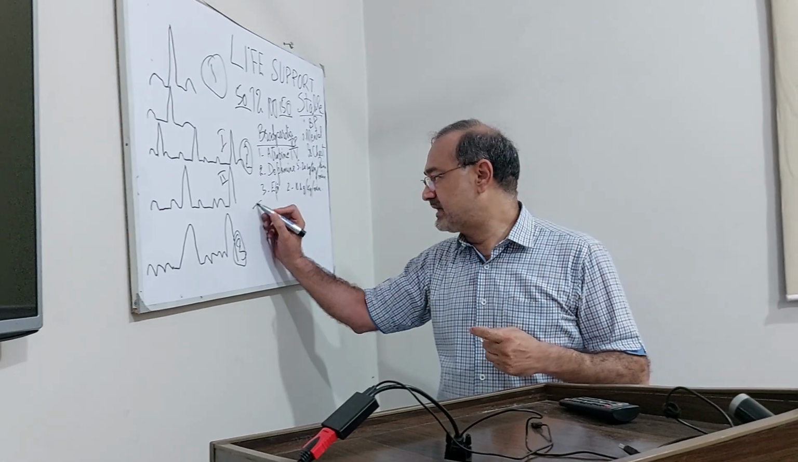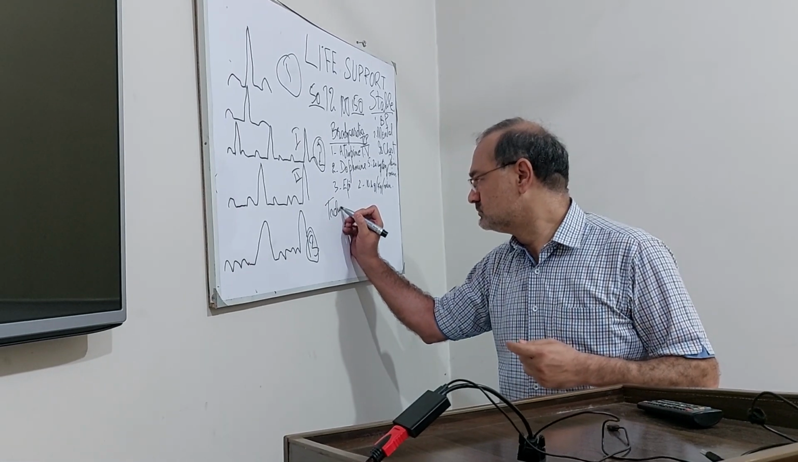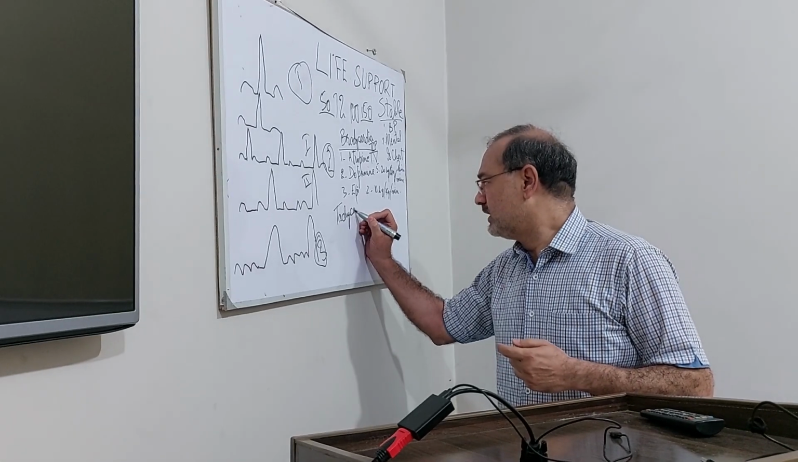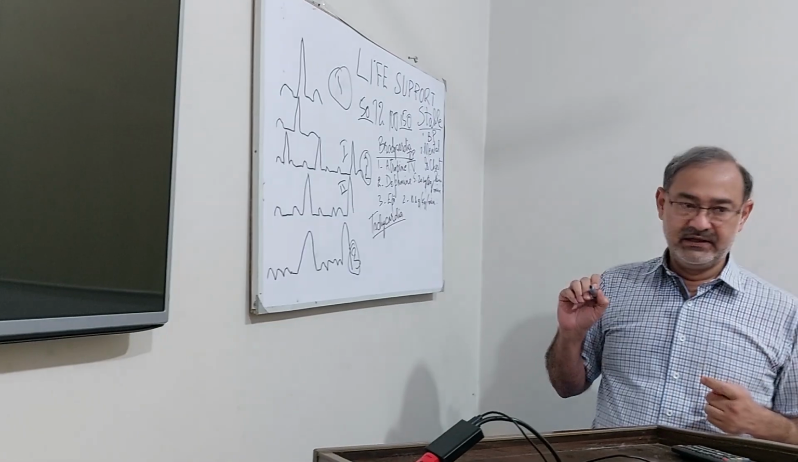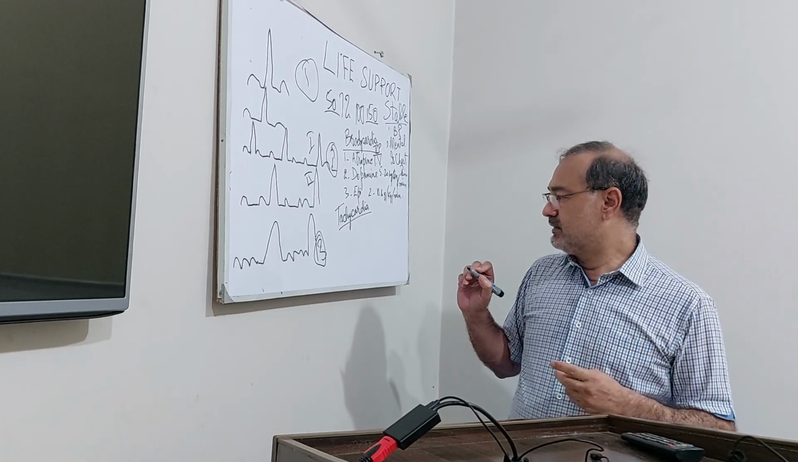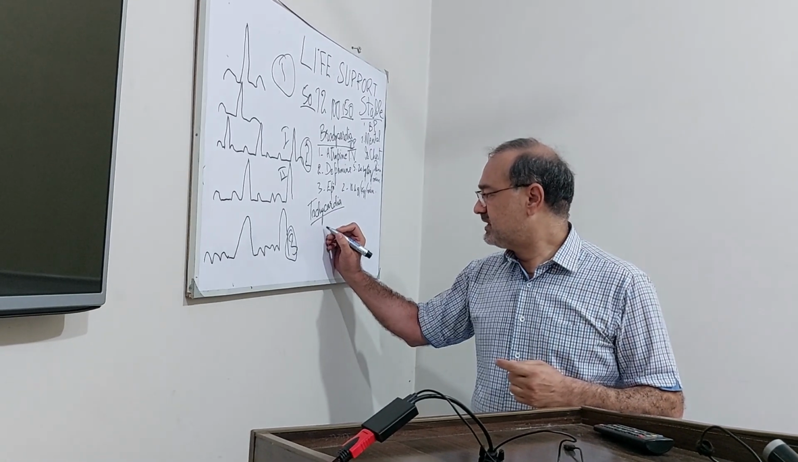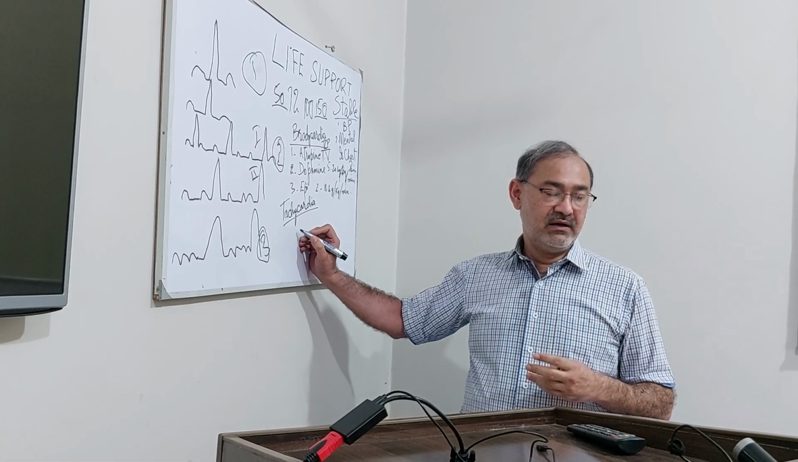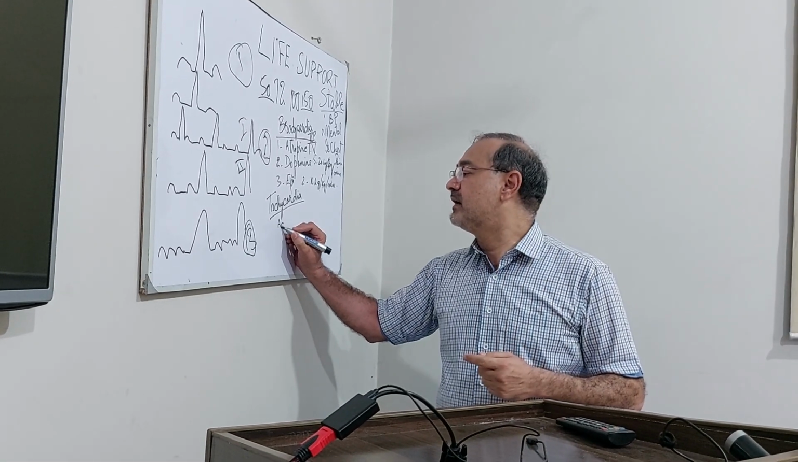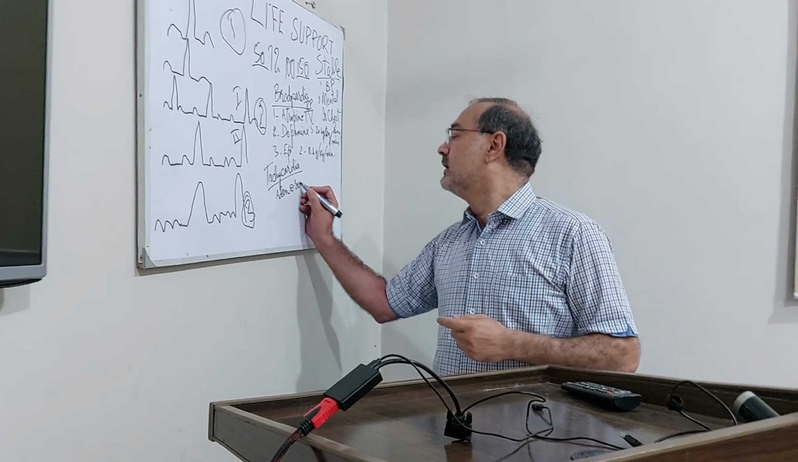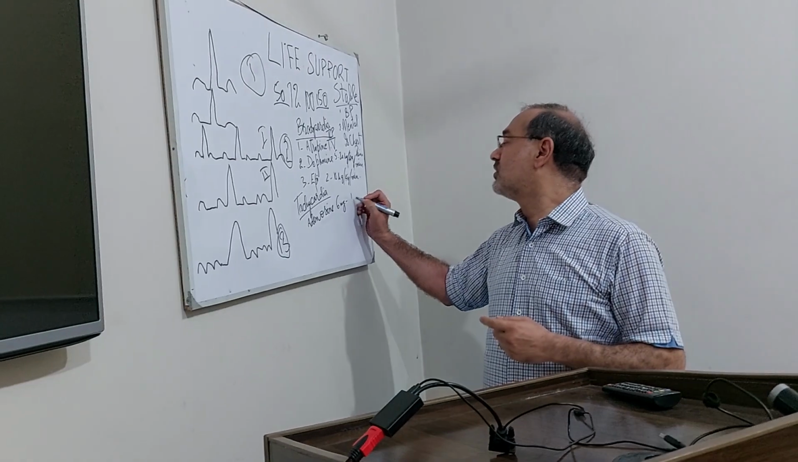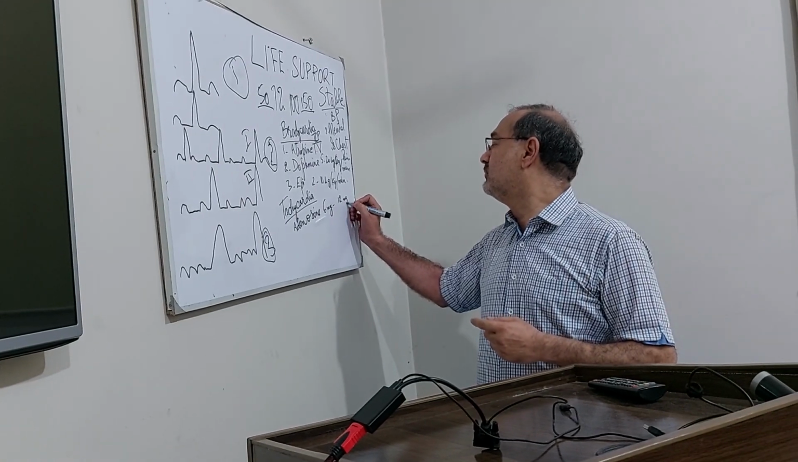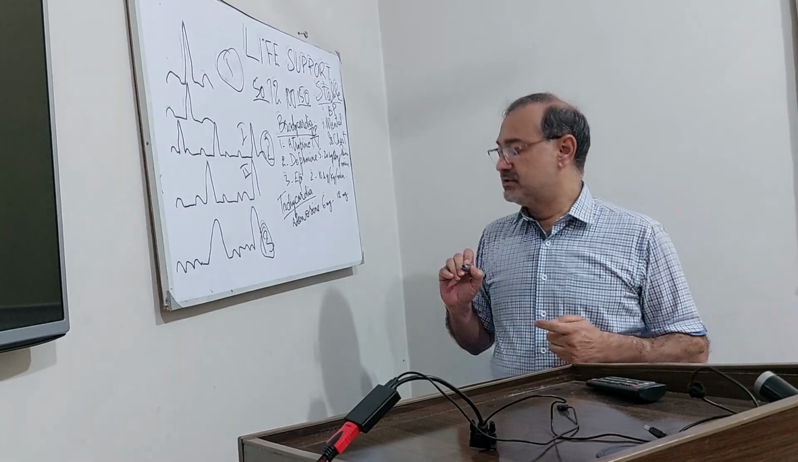Now coming to tachycardia. If the pulse rate is more than 150 and the patient has unstable tachycardia, we will give adenosine. This is a 6 milligram dose, and if there is no response, then we will give 12 milligrams of adenosine.